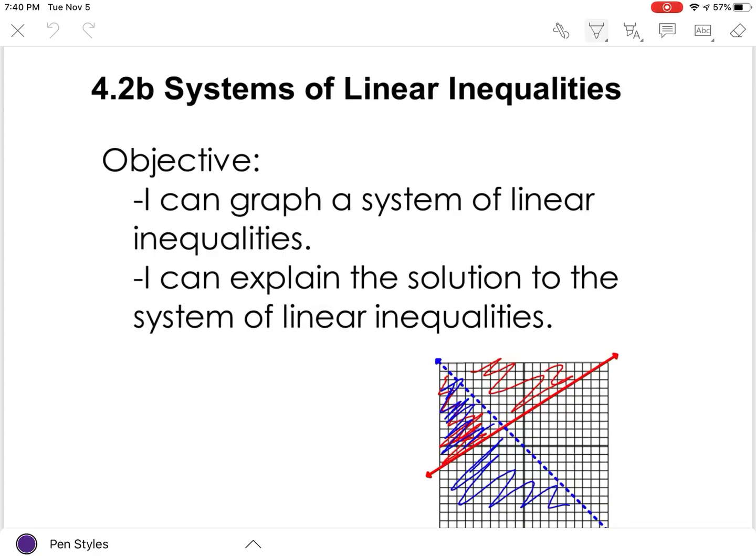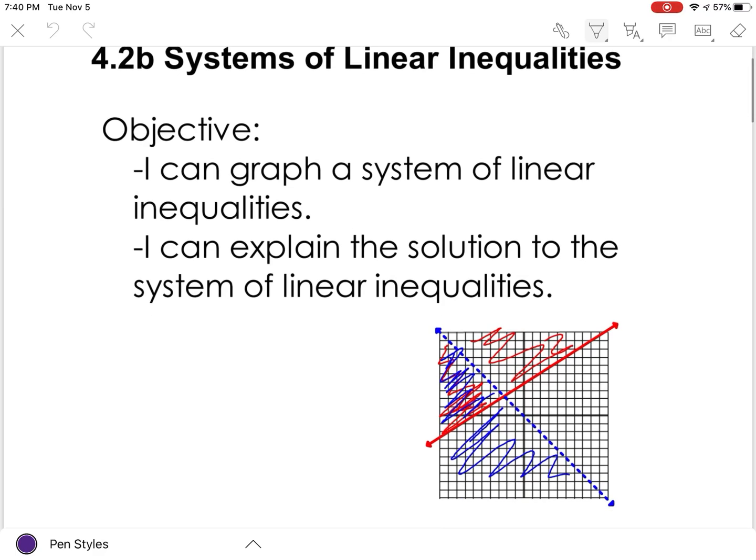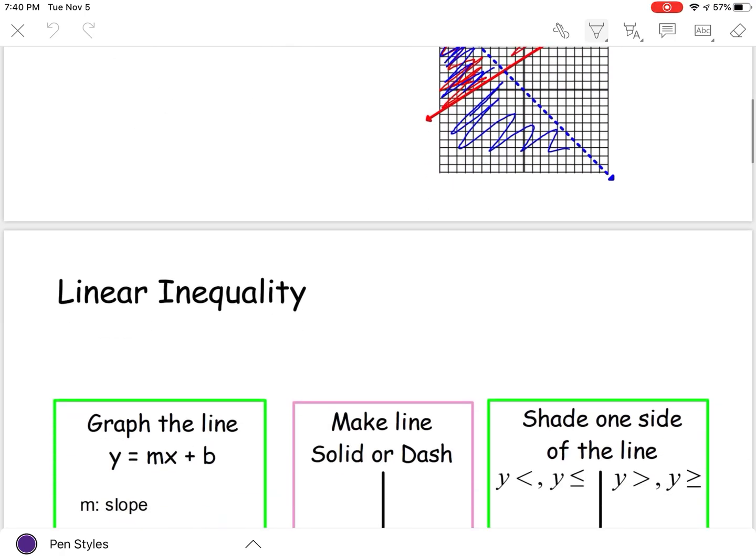4.2b is on systems of linear inequalities. So we are going to graph two linear inequalities and figure out what the solution is. Right here in the corner we have an example of what this would look like.